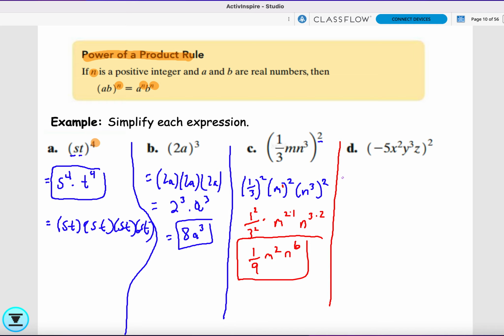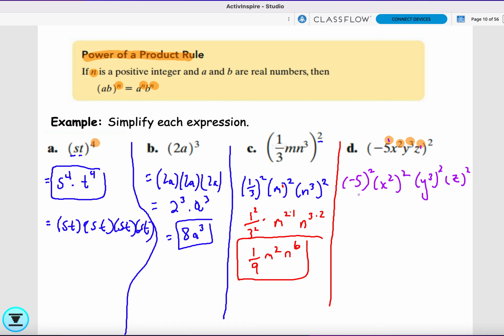Alright. So then we're going to go ahead and distribute this square to all the things here, the 5, the 2, the 3, and the 1. So these both have a 1. So then it'll be negative 5 squared, x squared to the second power, y third to the second power, and then z to the second power.